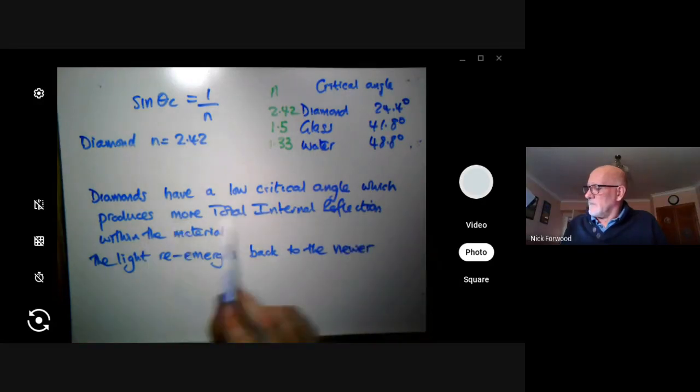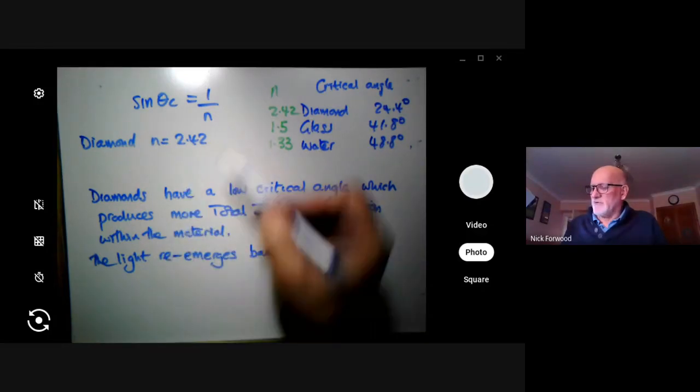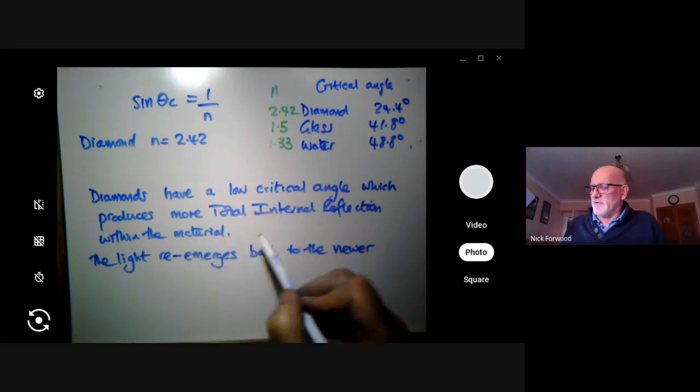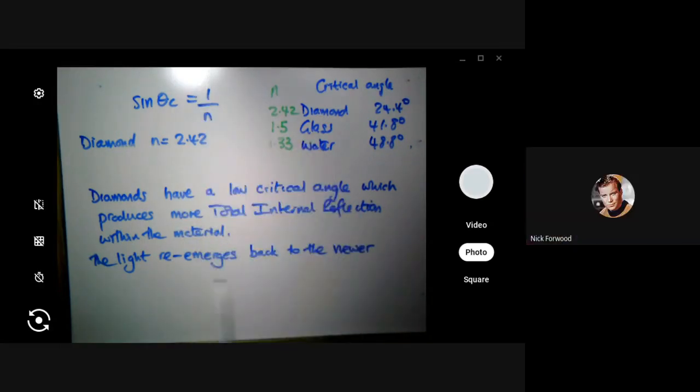So diamonds have a low critical angle, which produces more total internal reflection within the material. As in the diagram that I had, the light comes in, it reflects all the way around, totally internally, and comes back out. So the light re-emerges back to the viewer or the wearer of the ring. So if the light comes back out, the diamond actually appears to be quite bright because you get the light coming back out like a little tiny torch beam.